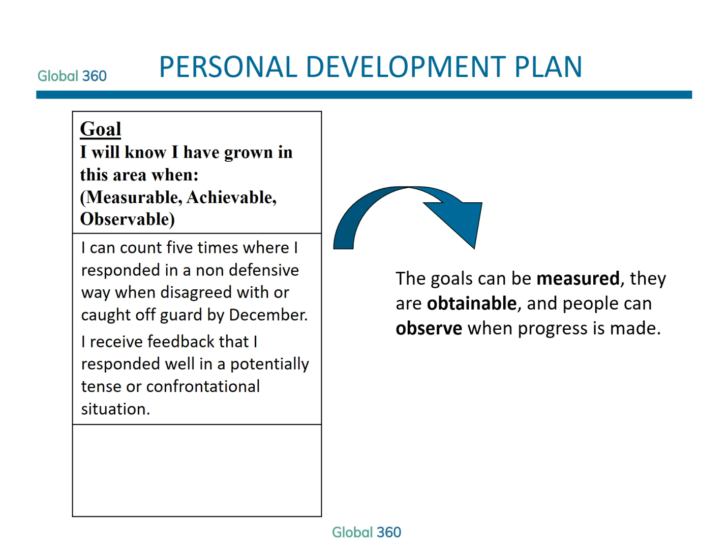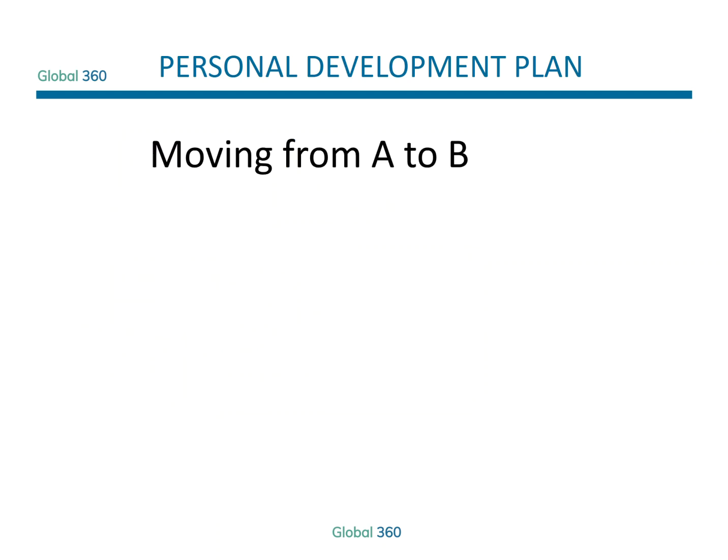Note that these goals can be measured: 5 times by December. They're obtainable. Just 5 times. Responded well. And people can observe when progress is made. I receive feedback from others.